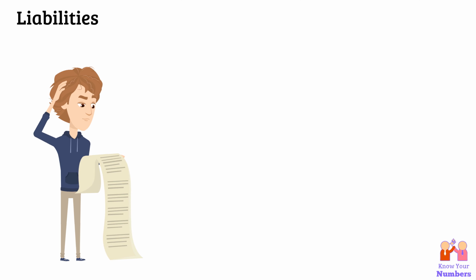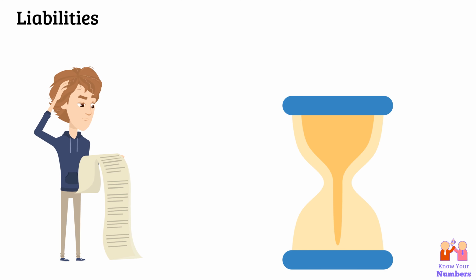Liabilities are debts, money your business owes to others. It could be a business loan, unpaid bills, or taxes you still need to pay.